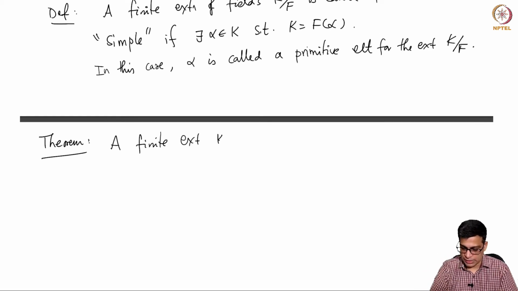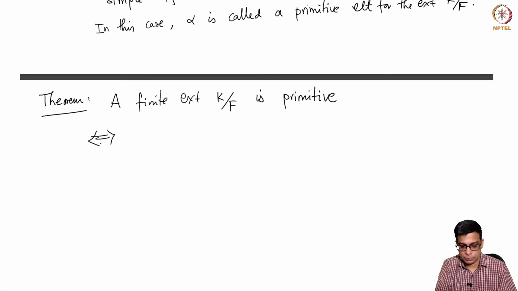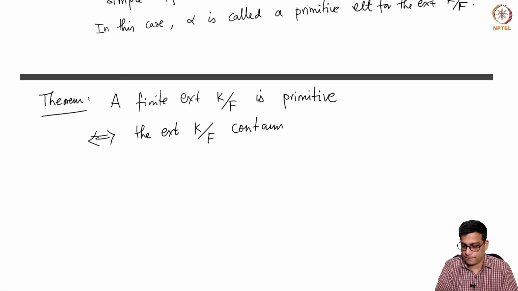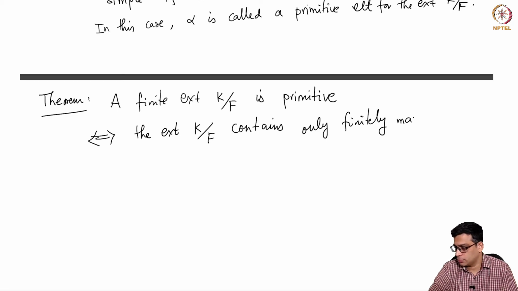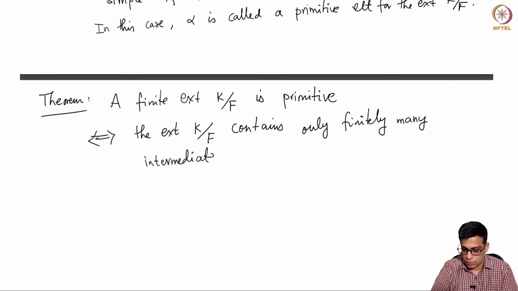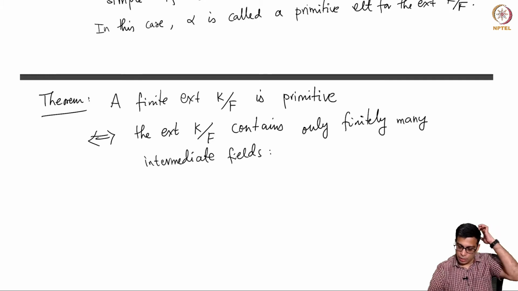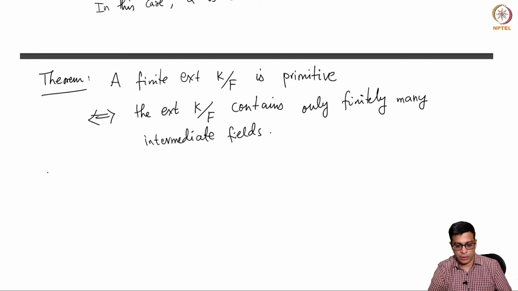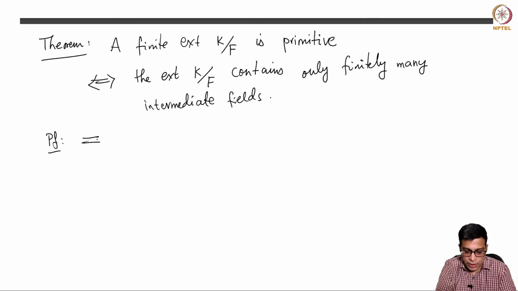And now the theorem that I want to give you at the end of this course is the following: a finite extension K over F is primitive if and only if it contains only finitely many intermediate fields. So primitiveness is completely determined by the number of intermediate fields. If there are only finitely many, it is primitive, and if it is primitive, conversely there are only finitely many. Okay, so let's prove both directions.